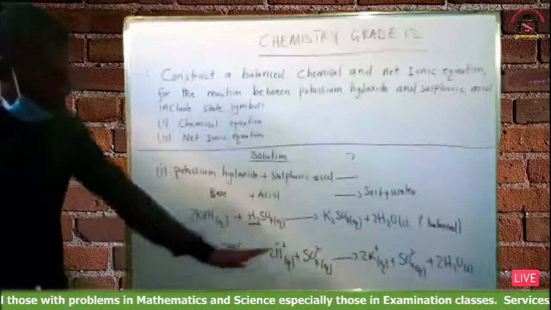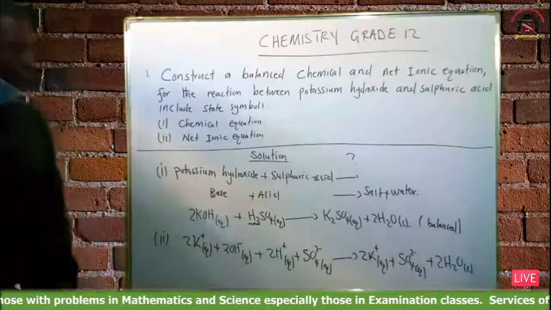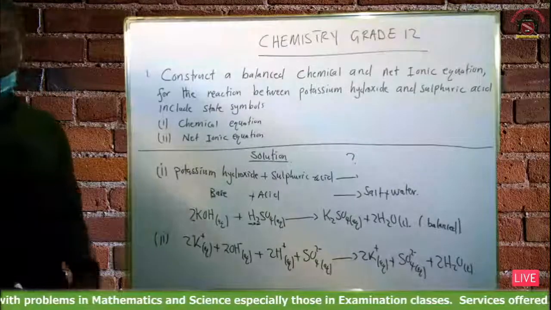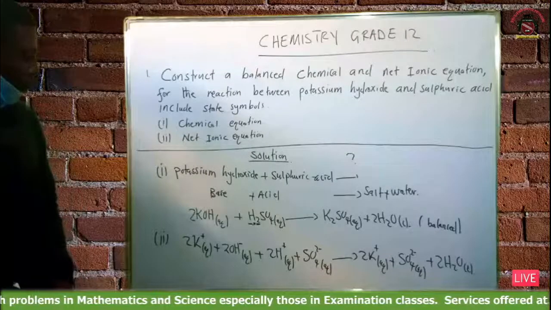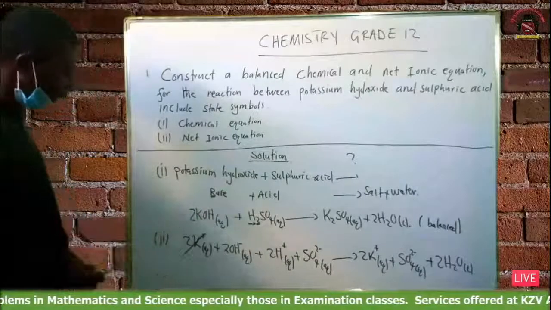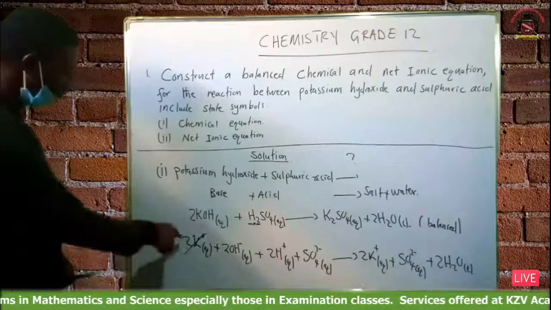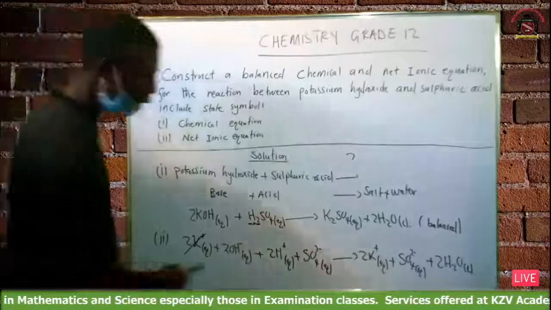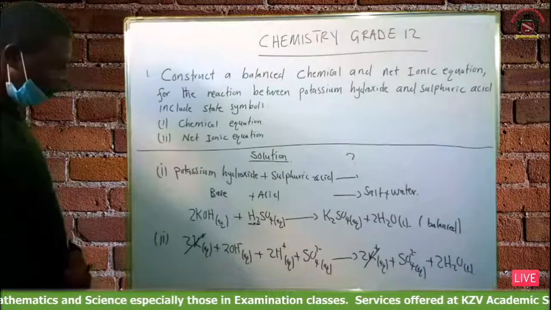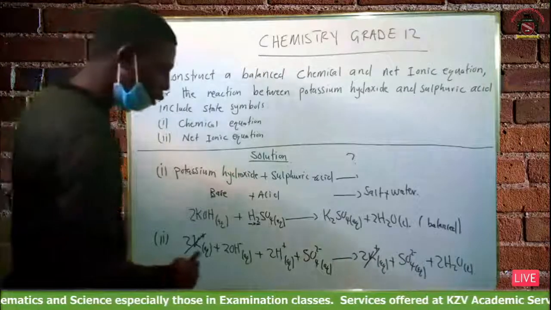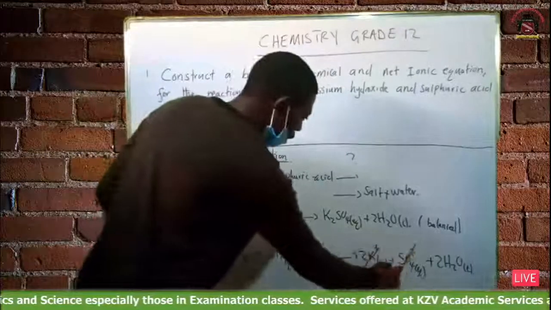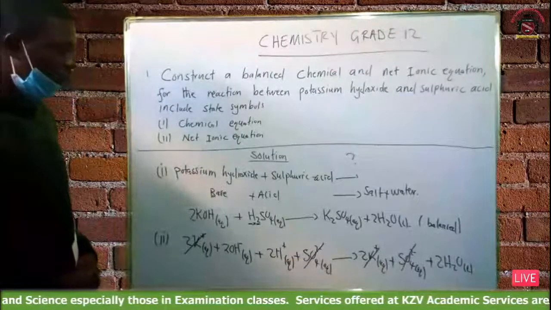So we need to get rid of those ions that are just spectators, those ions that are not taking part in this chemical reaction. When you look at this side, we have 2 potassium ions, and this side we also have potassium ion. Are you following? Then on this side we also have the sulfate ion, and also the sulfate ion. We get rid of these sulfate ions.